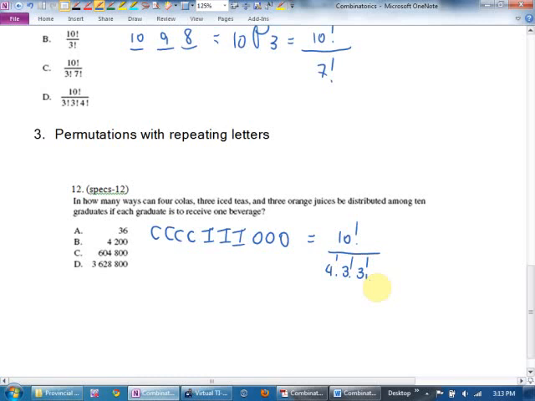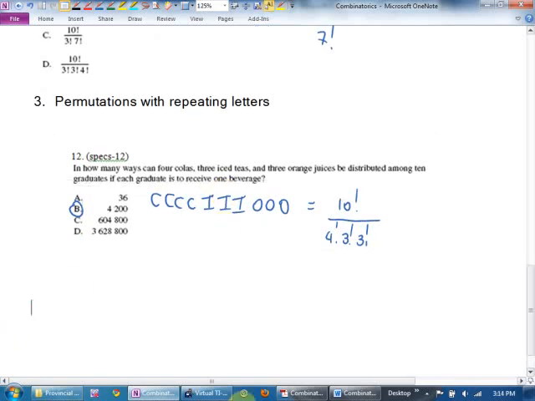What's the answer? Sorry? What's the answer? B? Okay. How do I know this is not, Kyle, a choose question? Because if you get an orange, that's different from you getting a cola, is different from you getting an iced tea. Right? So what your choice is makes a difference.